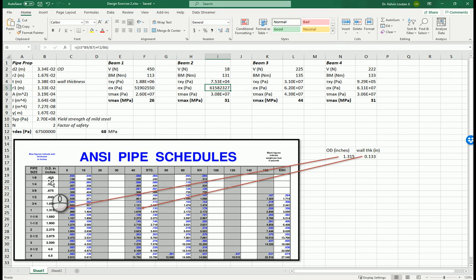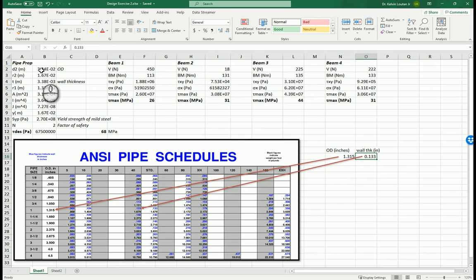Also over here I included a pipe schedule chart from the internet, and we had said that we will look at using a 1-inch schedule 40 pipe. So the 1-inch pipe, the outside diameter is given here as 1.3 inches and the wall thickness is 0.133 inches.